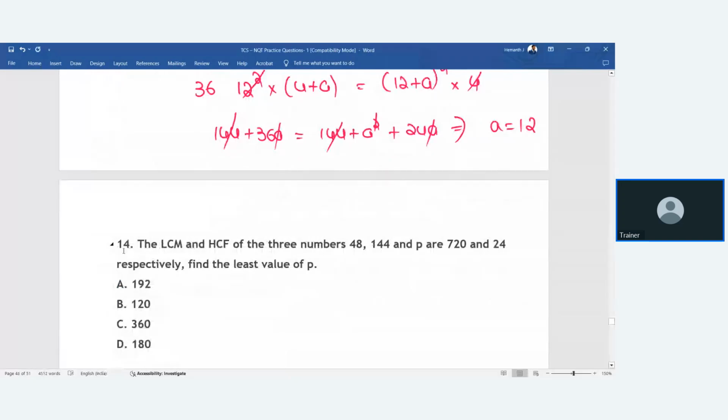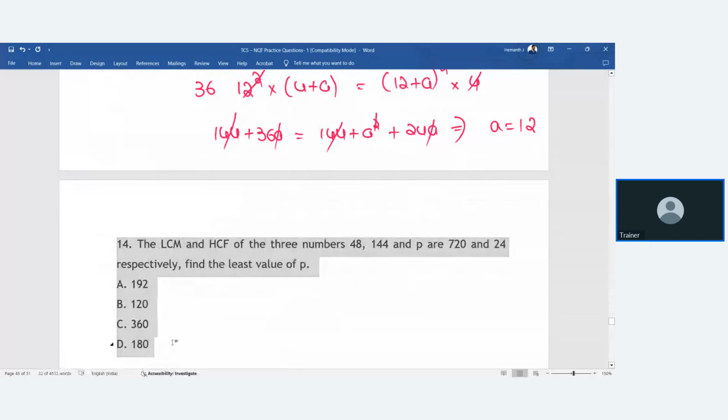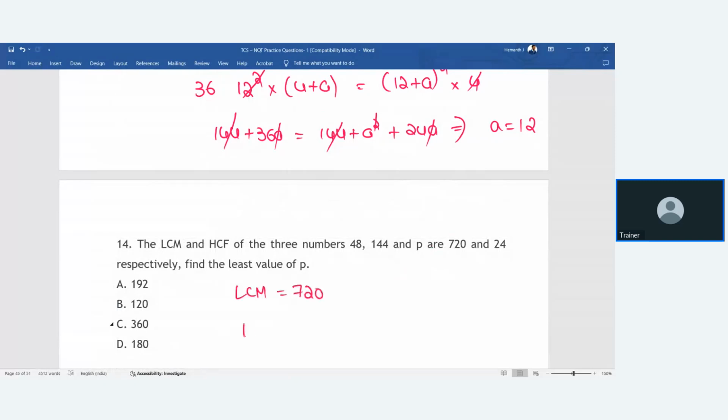The LCM and HCF of the three numbers 48, 144 and P. There is something called P. The LCM is 720 and the HCF is 24. Definitely P must be a multiple of 24. This is 24 two times, this is 24 six times. It must be a multiple of 24. In the options, everything is a multiple of 24, okay, fine.